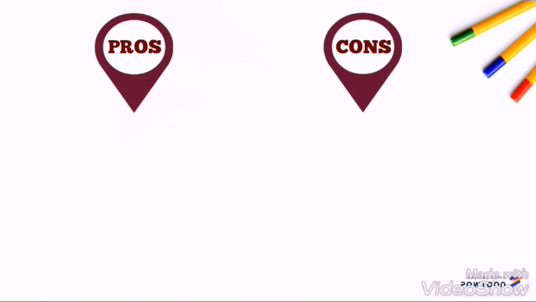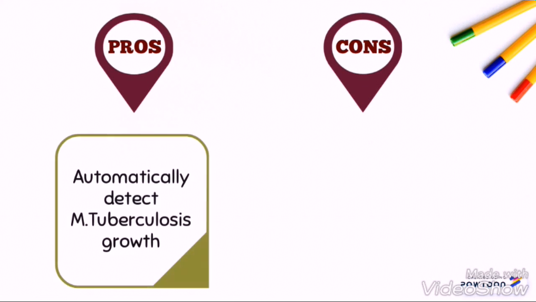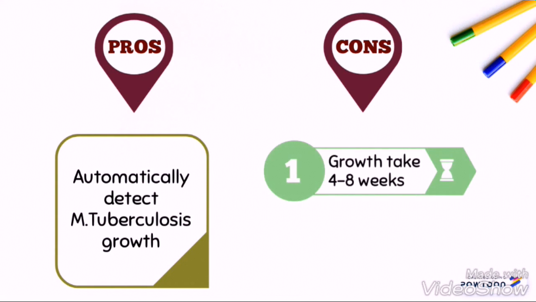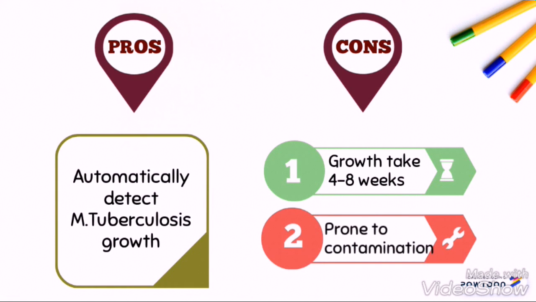The advantage of using TB culture test is it can automatically detect M. tuberculosis growth. However, the growth of M. tuberculosis will take 4 to 8 weeks until we can observe the result, and it is also prone to contamination.